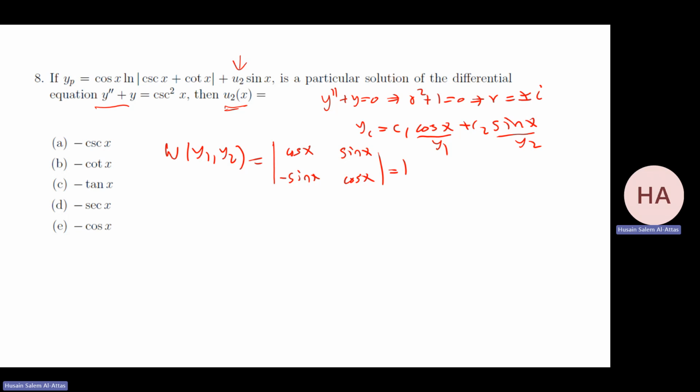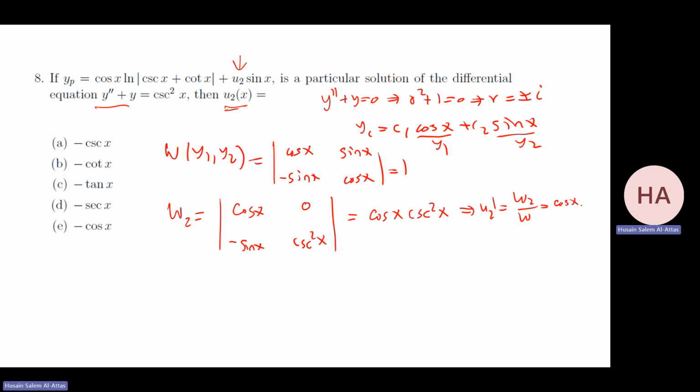I need u2, which is the one with the sine. So I'll go to W2 right away. That is 0, cosine x, minus sine x, cosecant squared x. Okay, so that will be what? Cosine x times cosecant squared x. So u2 prime will be W2 over W, which is the same since I'm dividing by 1. So cosine x over sine squared x. Okay, so now u2 will be the integral of that.